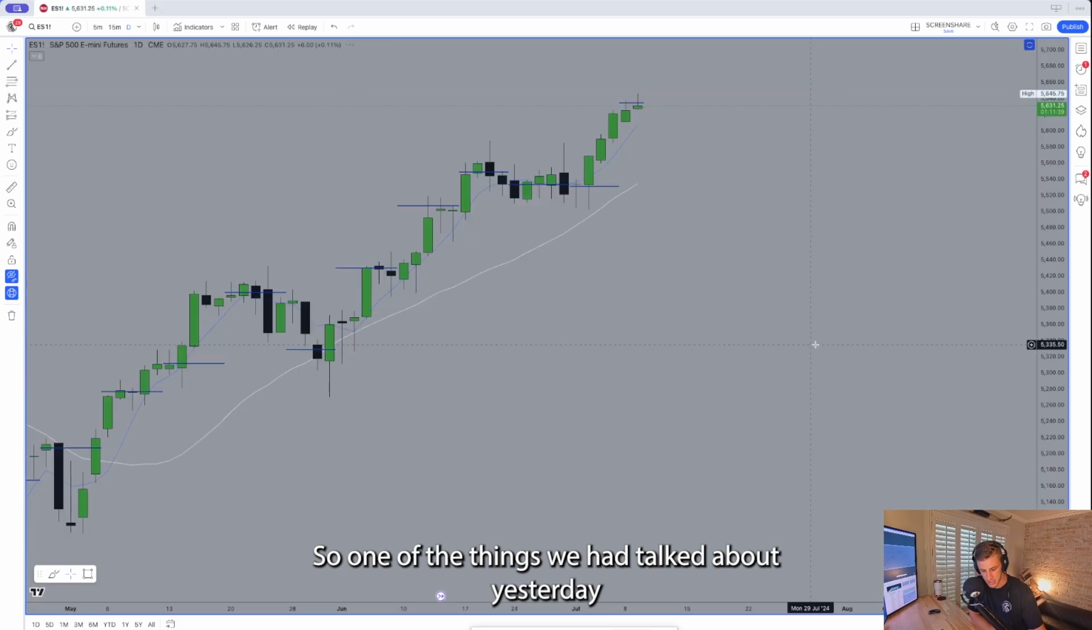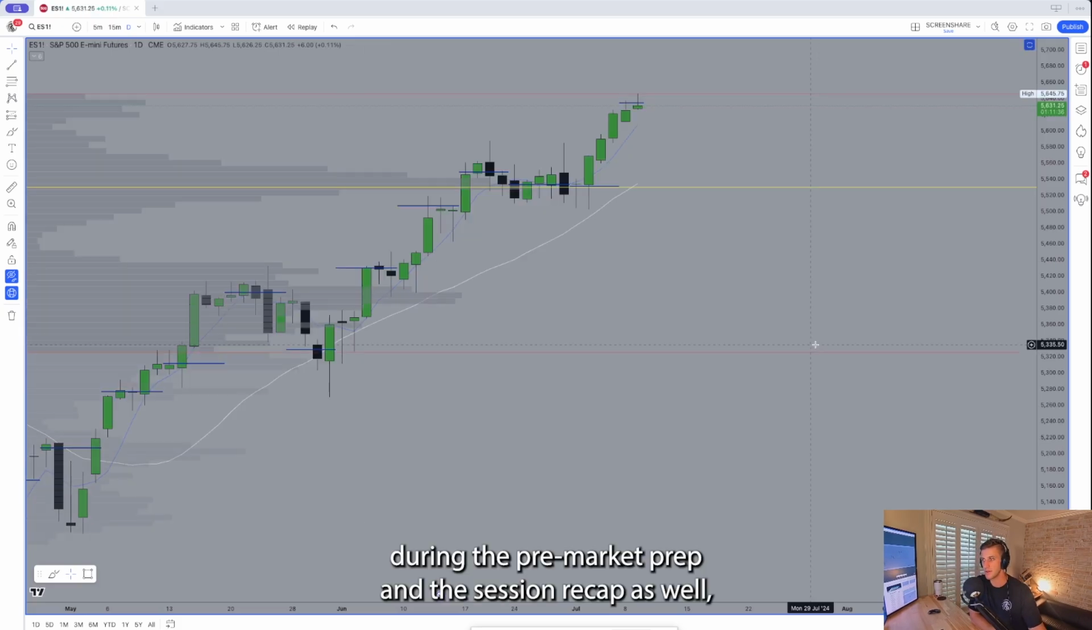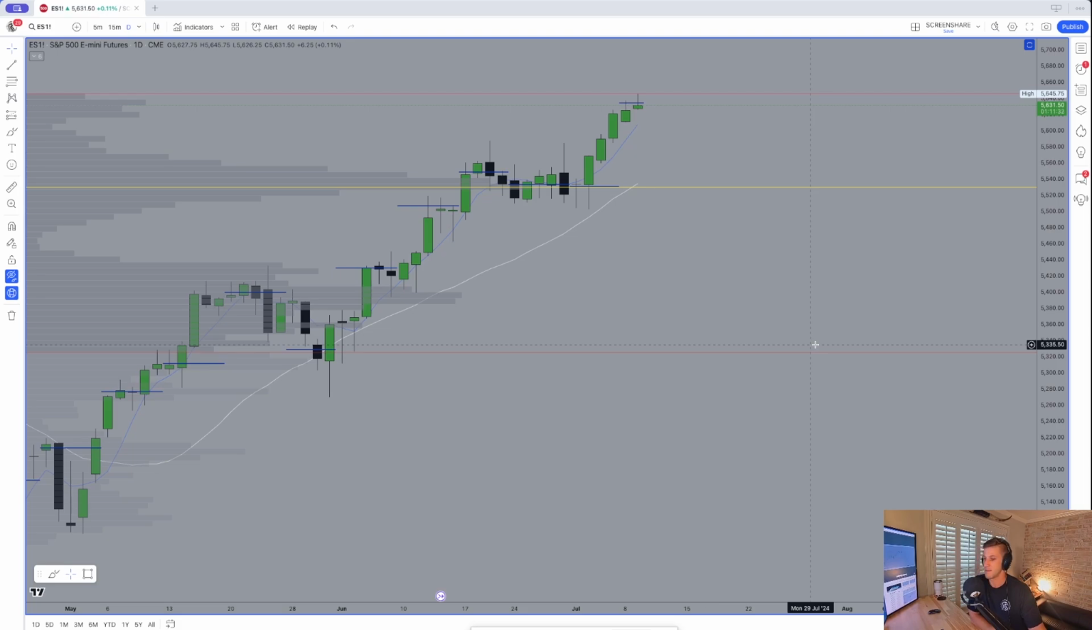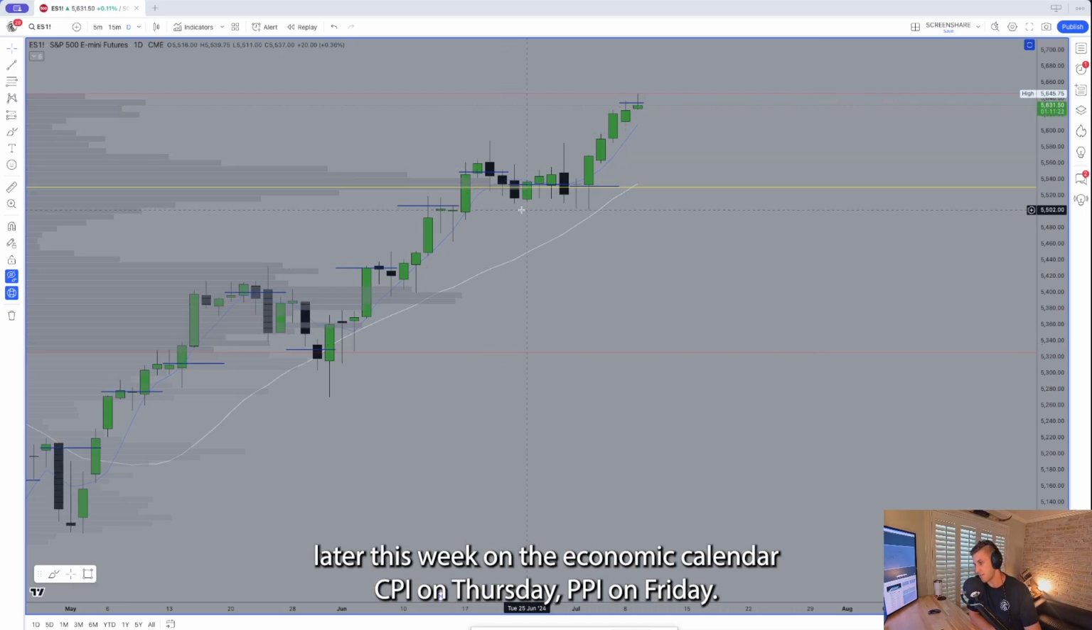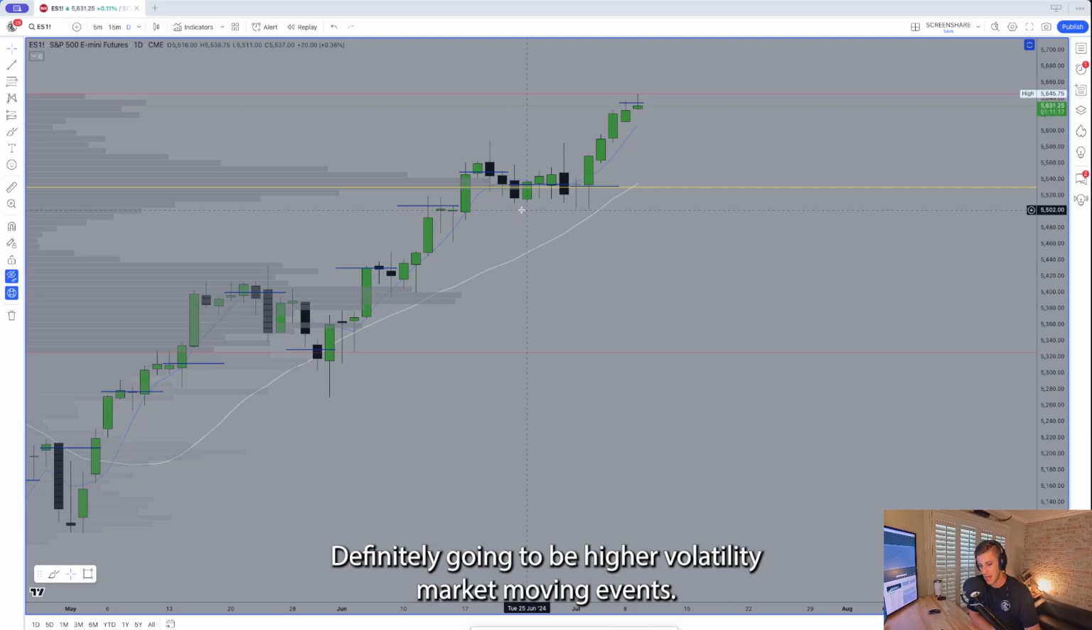So one of the things we had talked about yesterday during the pre-market prep and the session recap as well was the possibility for an early start to this week. And that is because we do have a couple of key events later this week on the economic calendar. CPI on Thursday, PPI on Friday, definitely going to be higher volatility, market moving events.